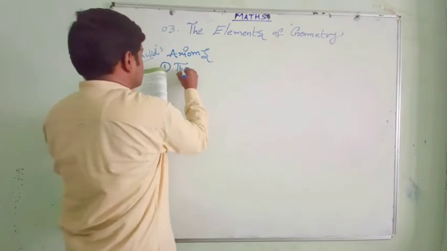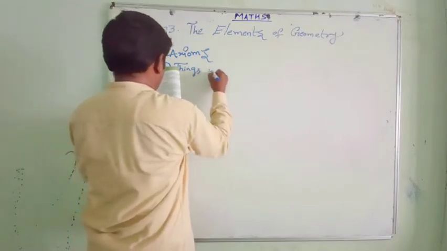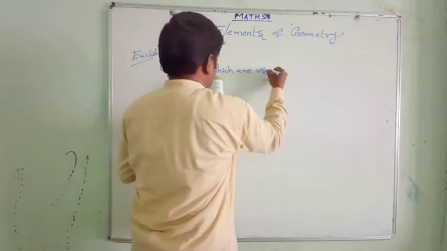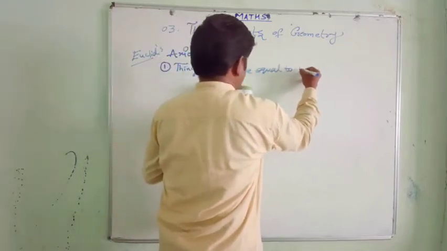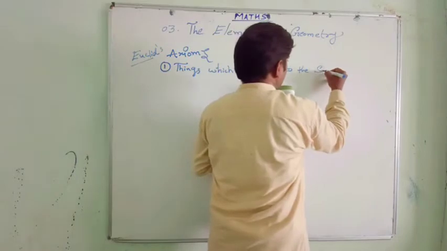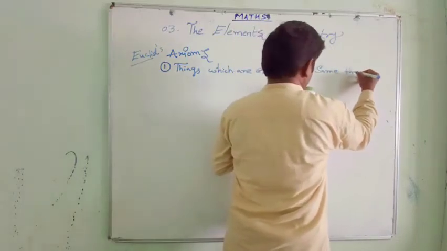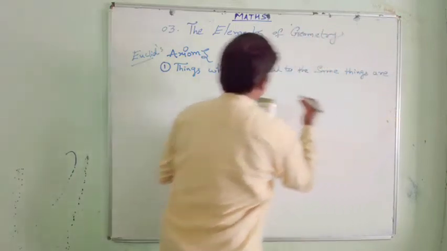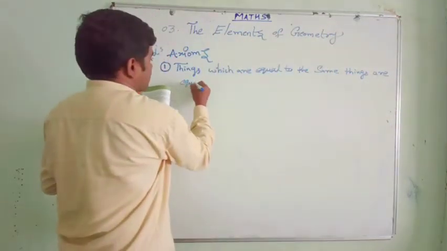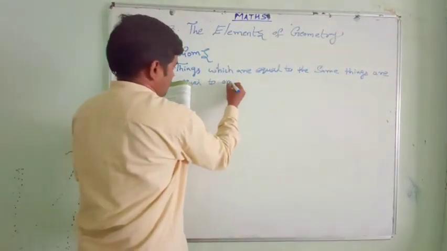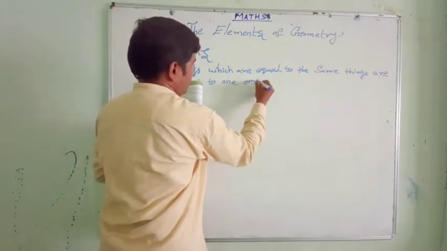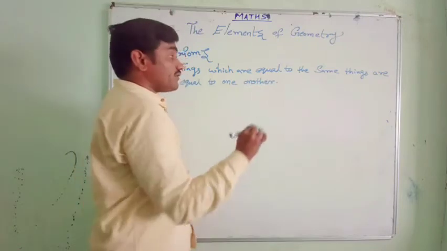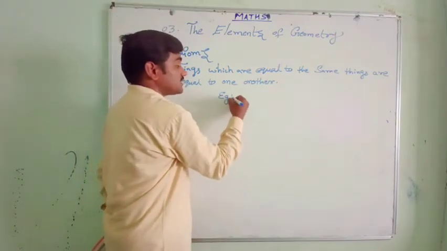Let me write here: things which are equal to the same things are equal to one another. So, what is this? Let me give you a simple example here to understand this.